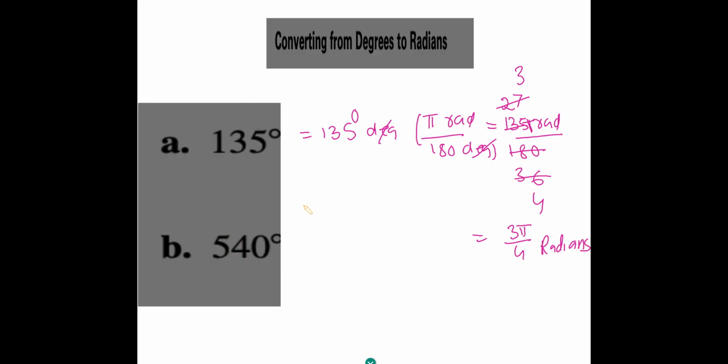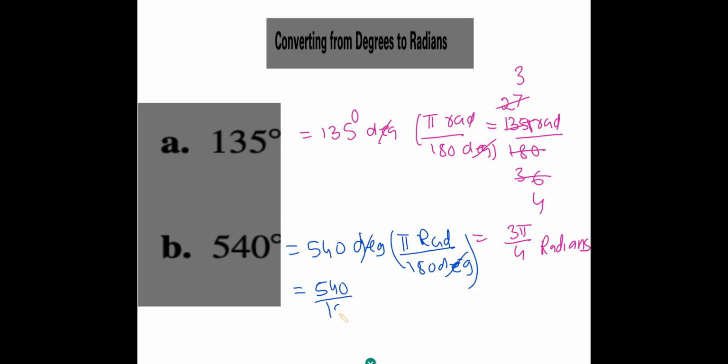For 540 degrees, same thing. We write 540 degrees times pi radians over 180 degrees. The degrees get cancelled out, and so we have 540 over 180 pi radians. Simplifying it, 2 sixes are 2, 1 threes are 2, 3 threes are. So we got 3 pi radians. Okay, it's very simple.